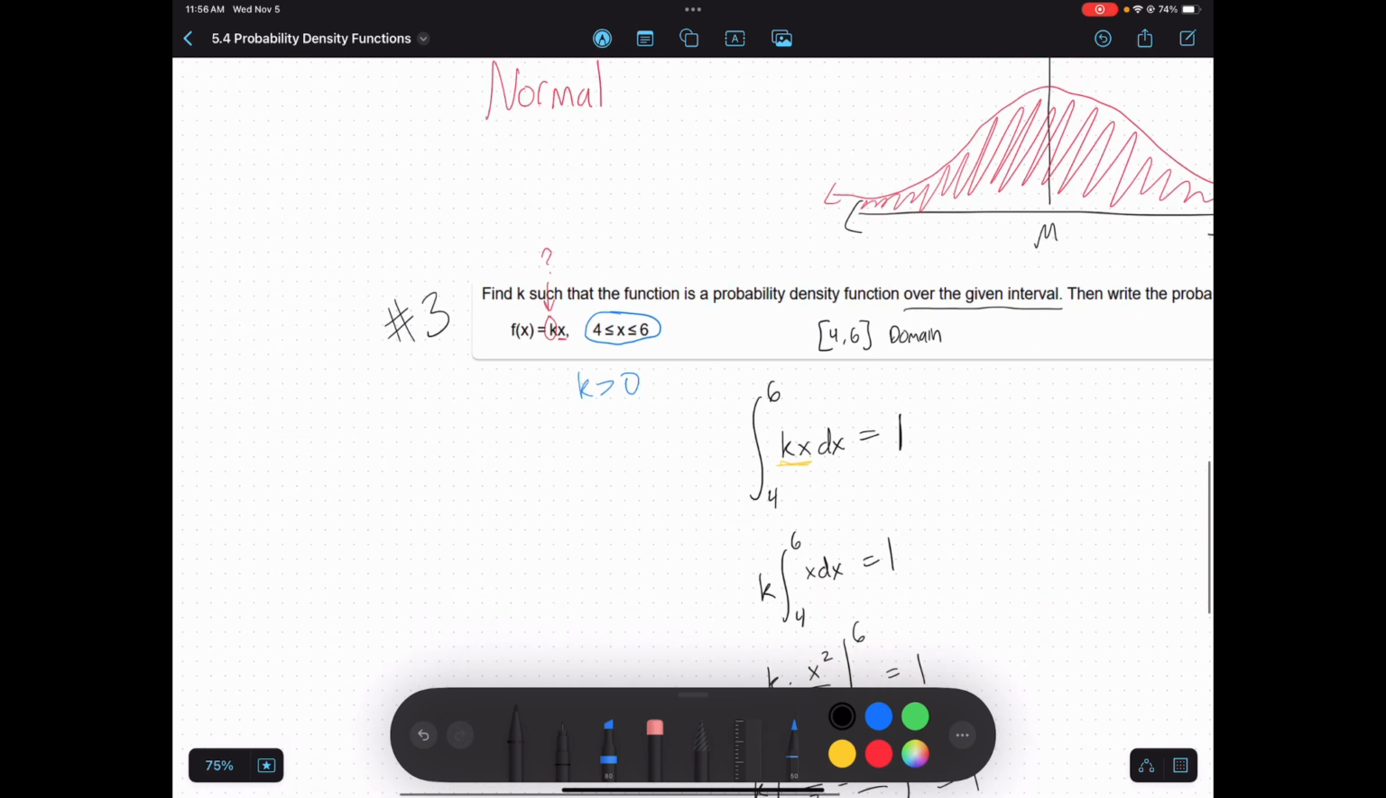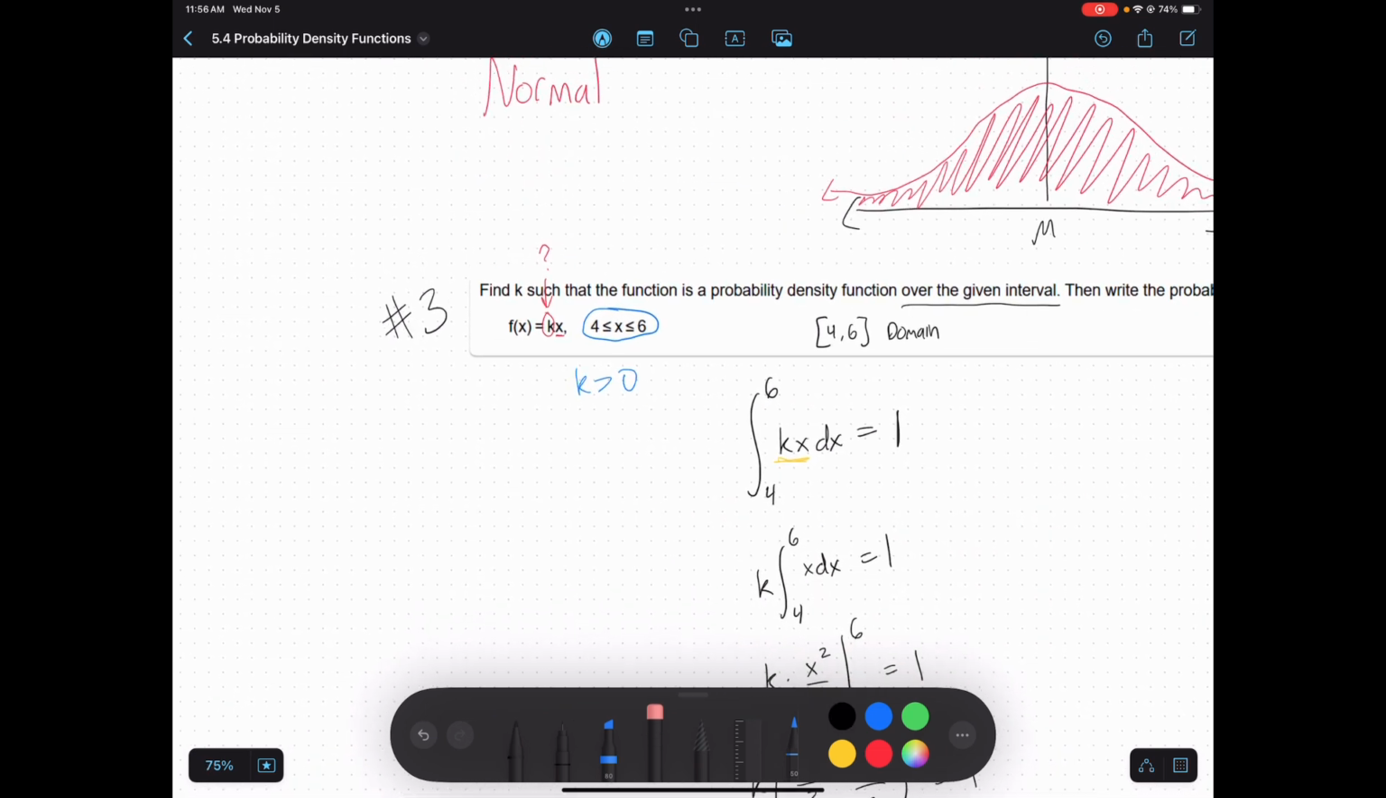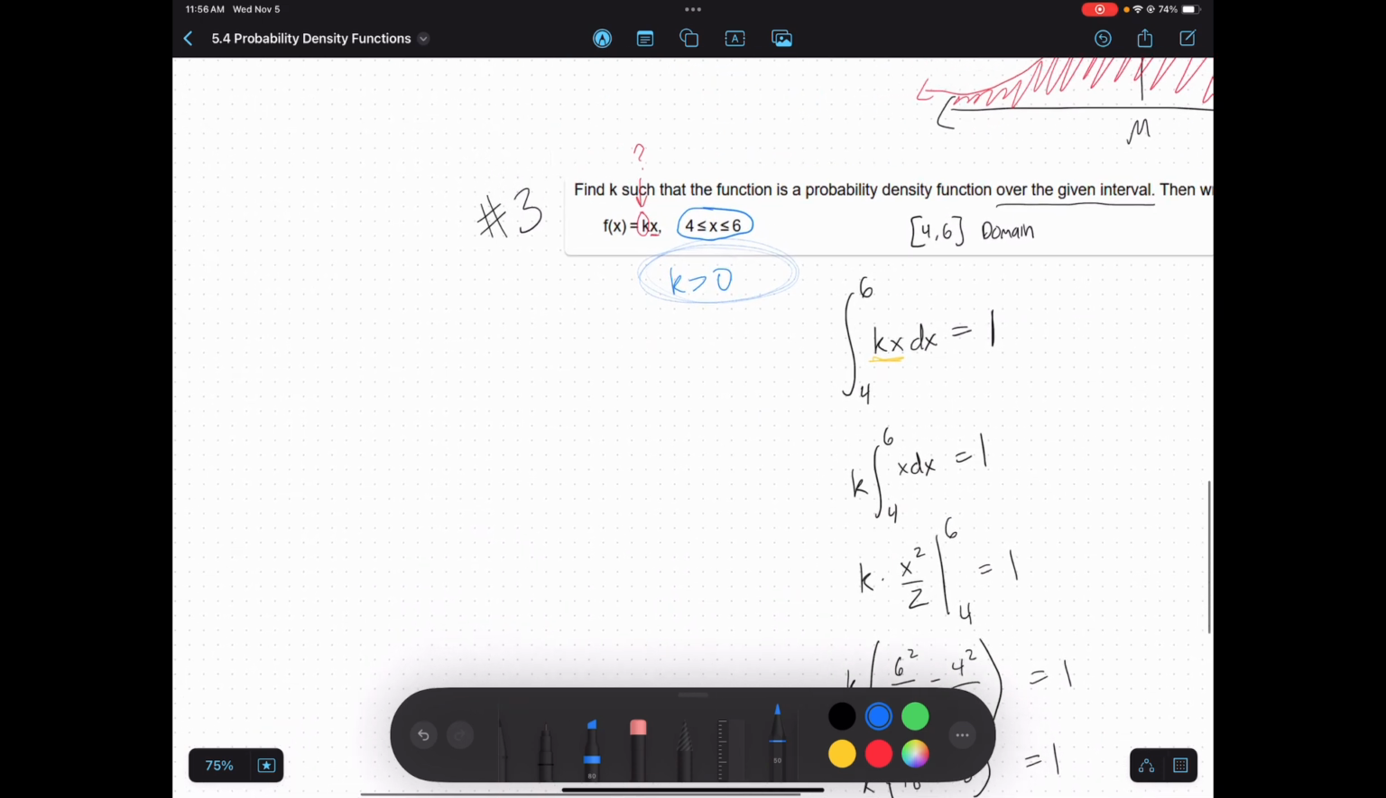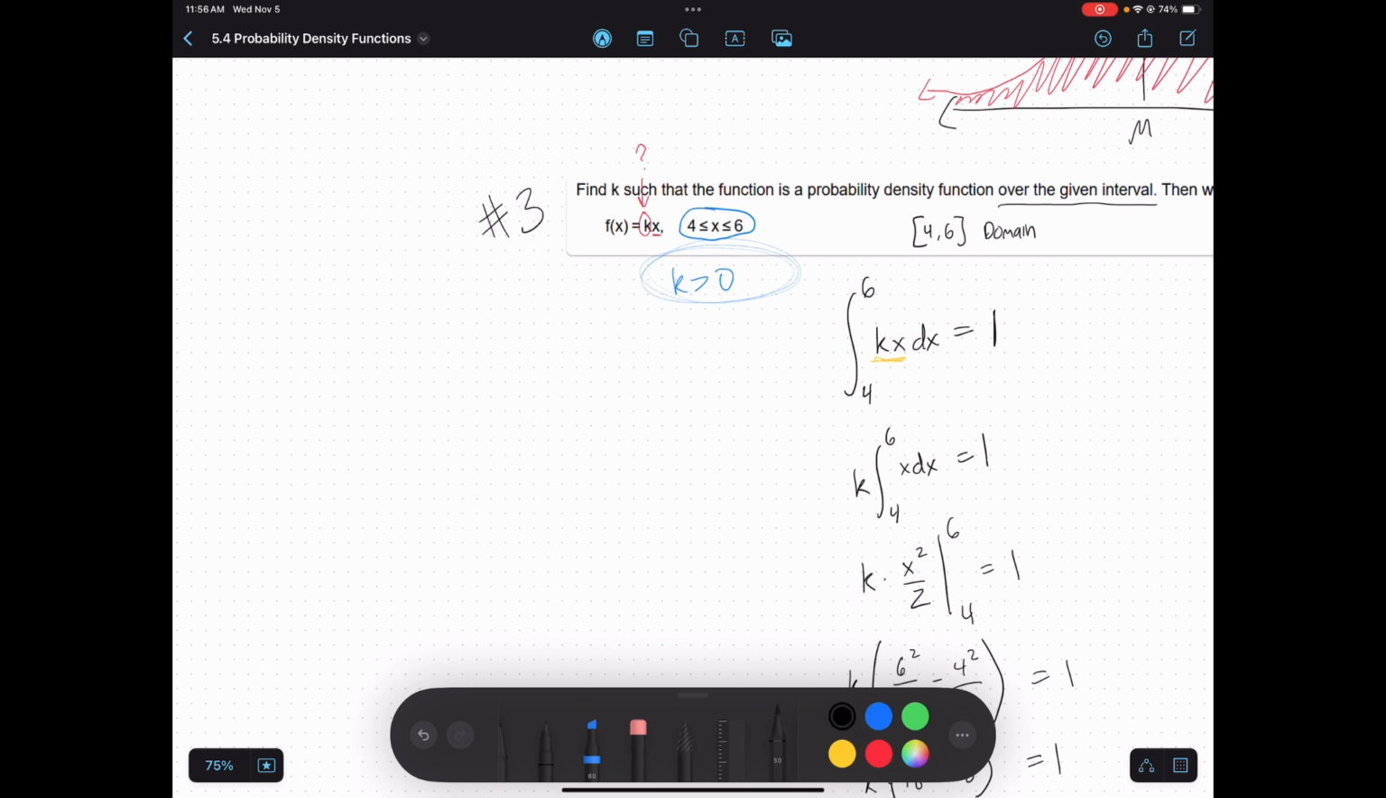If we check that with what we already decided in property number 2, property number 2 just tells me that it needs to be greater than or equal to 0. 1/10 counts as being greater than or equal to 0. So this gives me my probability density function of 1/10 x over the interval 4 to 6.